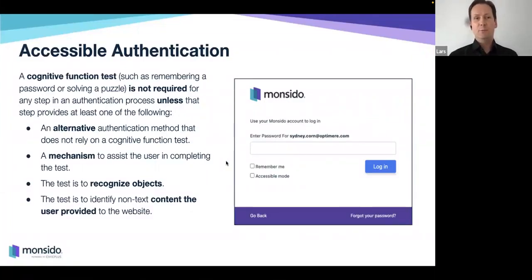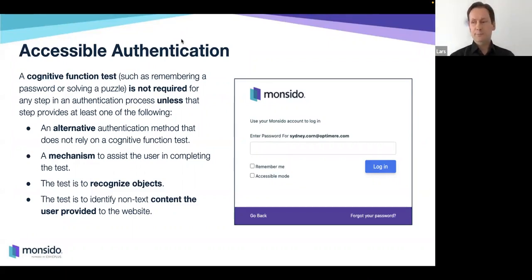The first one is what we call accessible authentication, and this is one of the new criteria. So what is authentication? Whenever your user has to authenticate themselves, typically when they are logging into your website or creating a new account, the user should not have to perform what we call a cognitive function test.